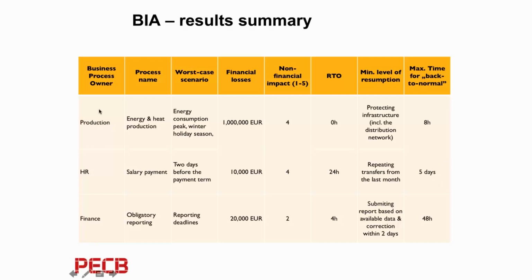Just an idea. And here we have energy and heat production, which is critical also because of the financial loss and because of the non-financial impact. And the RTO is 0, which means we don't want this process to be interrupted. But what is the minimum level of resumption of this process if we have a blackout? And you can see that here we are not talking about producing energy, we are talking about protecting infrastructure, including the distribution network, especially during winter. It's important that we protect the heat distribution network, so we are able to recover at all within the next 8 hours. As you can see, the maximum time for back to normal is 8 hours.